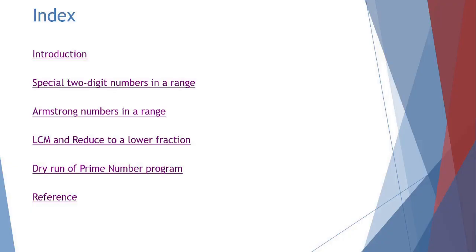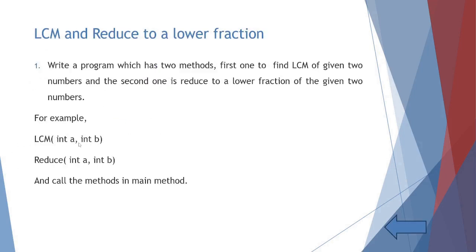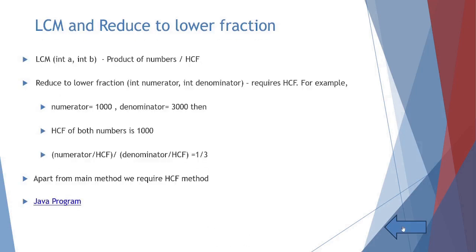Now, LCM and reduce to a lower fraction methods. Now write a program which has two methods. The first one is to find the LCM of given two numbers, and the second one is to reduce to a lower fraction the given two numbers. For example, LCM receives two parameters, int a and b, reduce takes int a and b, and we call the methods in the main method. But we need to understand a little bit more about it.